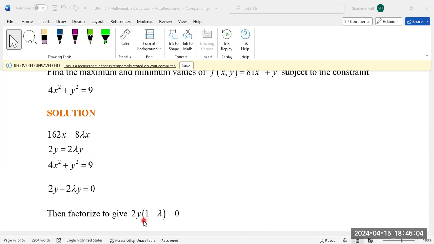When I factor out the 2y, 2y times 1 gives me this 2y, and 2y times lambda gives me 2 lambda y, minus 2 lambda y. So this is what happens when I factor it out. So if I have 2y times (1 minus lambda), it's one of two things: either 2y equals 0 or 1 minus lambda equals 0. Yes or no?